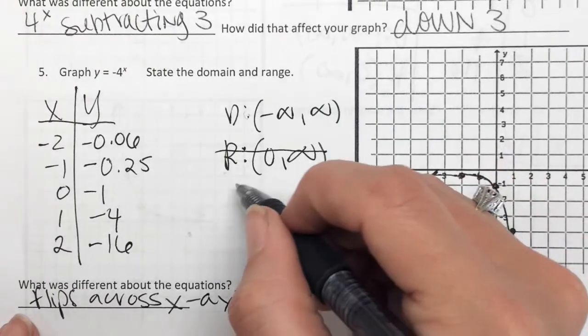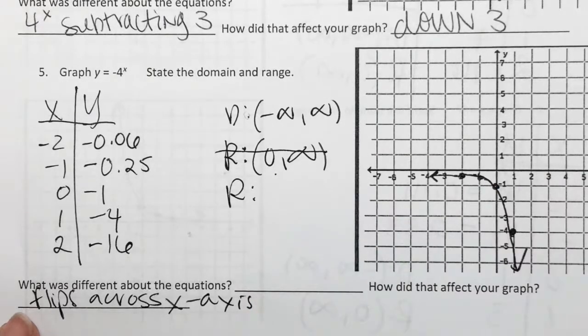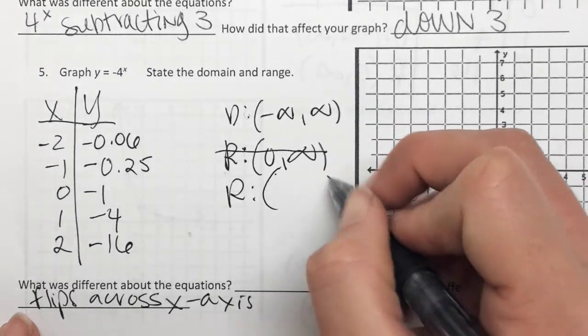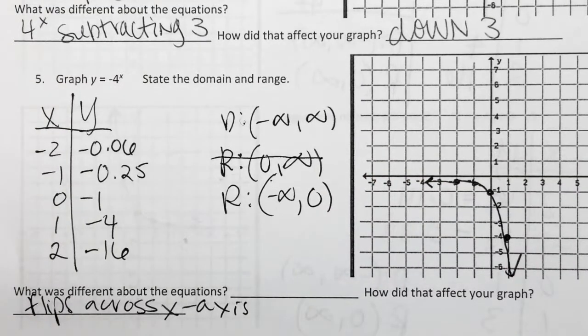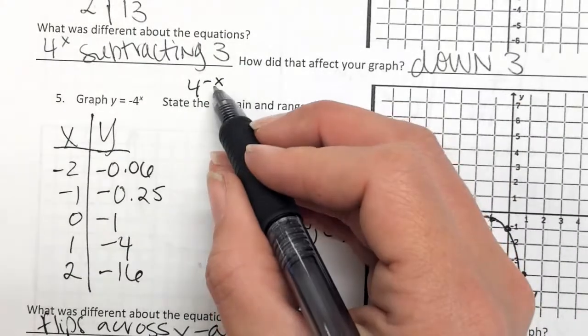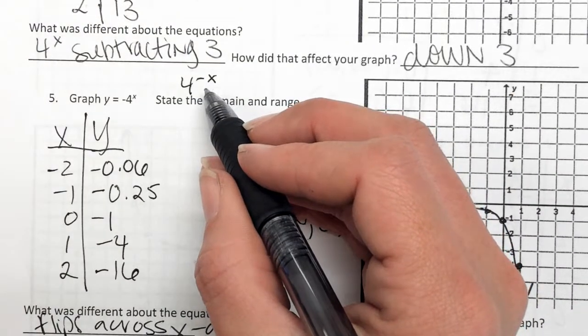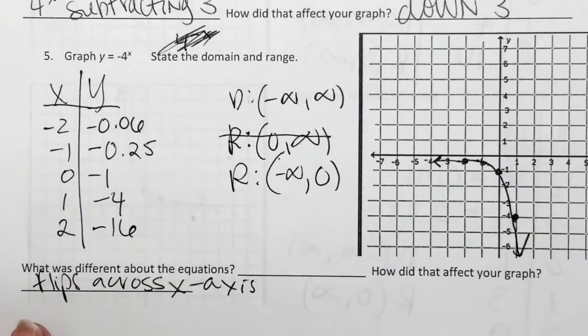So all that does with our range is going to flip what? What's the highest point? 0. So it's going to go over here. What's the lowest point? Negative infinity. Good. So it does change if there's a negative out front. What do you think would happen if I gave you one like 4 to the negative x? Do you think it would flip it? Yes, but across which axis? The y-axis. Good. Any questions?